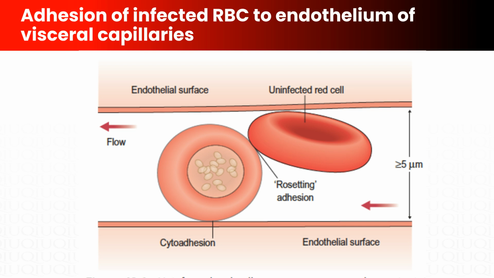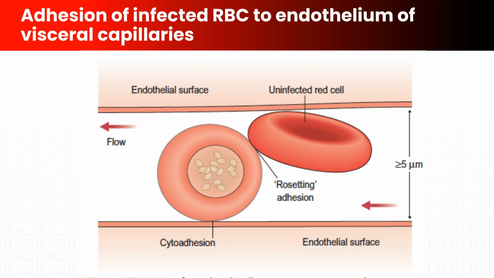This diagram illustrates the critical process of cytoadherence in falciparum malaria. Infected red blood cells express parasite-derived proteins called PfEMP1 on their surface. These proteins bind to receptors on vascular endothelium, causing the infected cells to stick to blood vessel walls, particularly in deep capillaries of organs like the brain, lungs, and kidneys. This sequestration serves two purposes for the parasite. It prevents infected cells from being filtered out by the spleen, and it provides a microenvironment for parasite maturation.